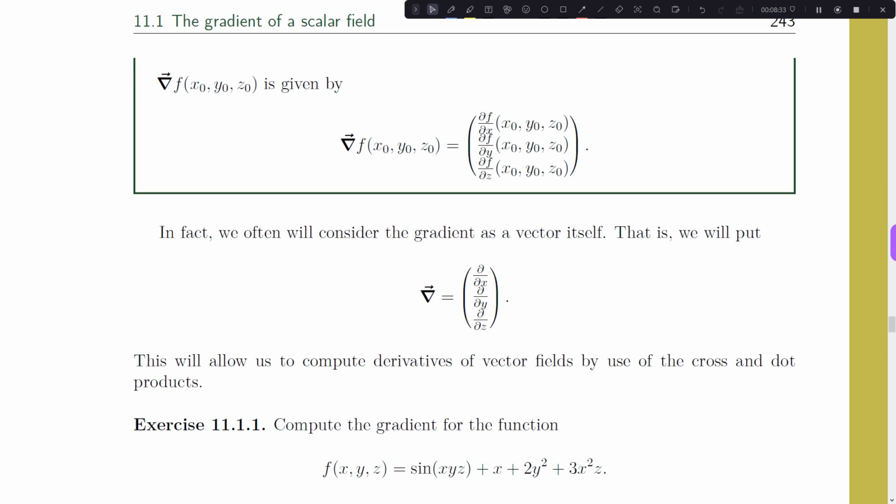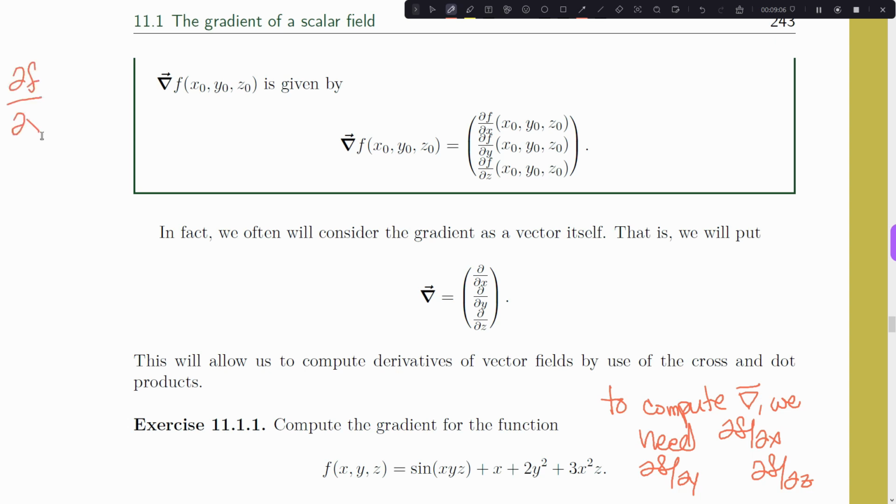So here's a nice function. It's actually the same function we encountered earlier in a previous section, but let's compute the gradient. To compute nabla, we need partial f partial x, partial f partial y, and partial f partial z. Let's compute those up to the left here. We saw this in the previous section, so I'm going to go through it relatively quickly. You've had some practice with this now.